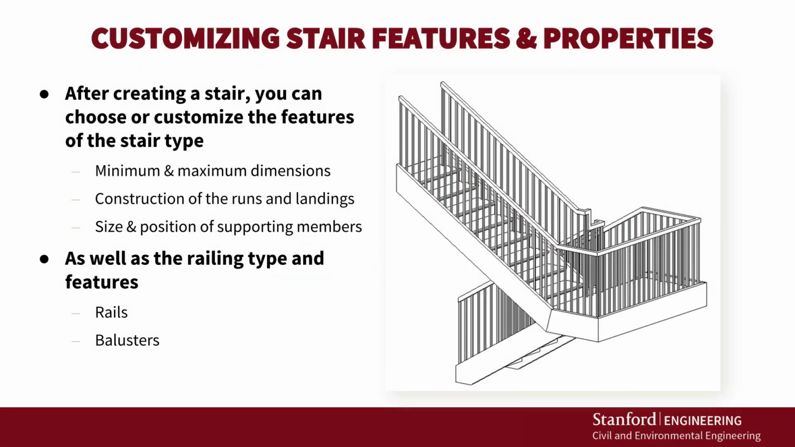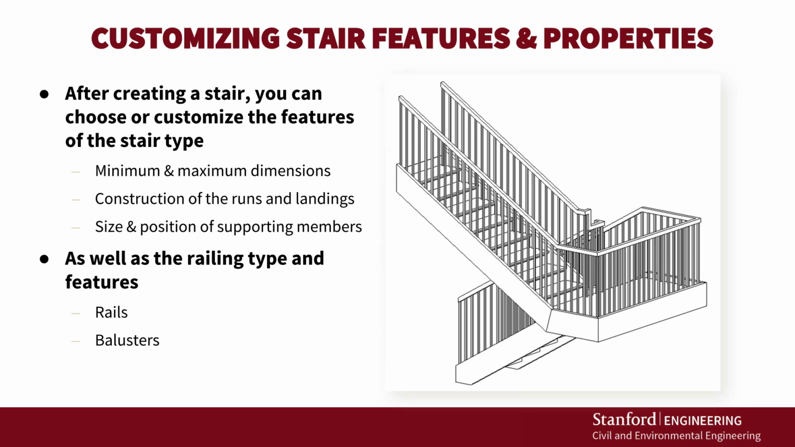After creating the initial layout for your stair, you may want to choose or customize the features of the stair type. You can change many aspects of the stair, for example, the minimum and maximum dimensions of the treads and risers that make up the stair. You can change the construction of the rungs as well as the landings, and you can also change the size and positioning of the supporting members for the stair.